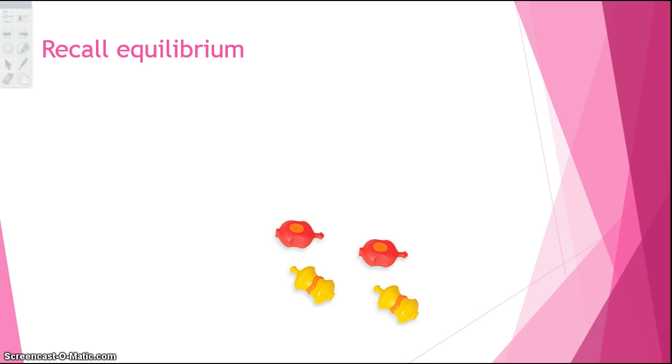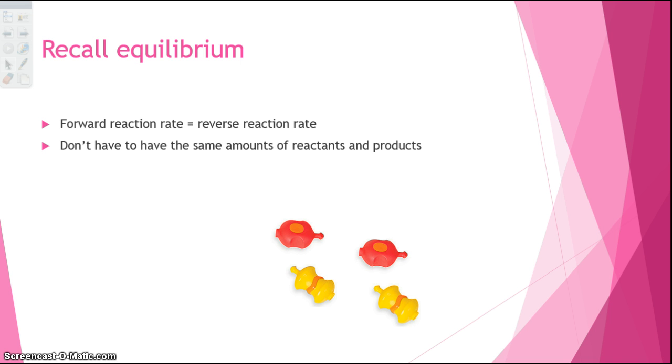So let's recall equilibrium. In class, we had a bead activity where you put together beads and then took them apart and eventually reached equilibrium. And you should have learned that the forward reaction rate equals the reverse reaction rate at equilibrium. So the making of the beads and the breaking of the beads were at the same rate.